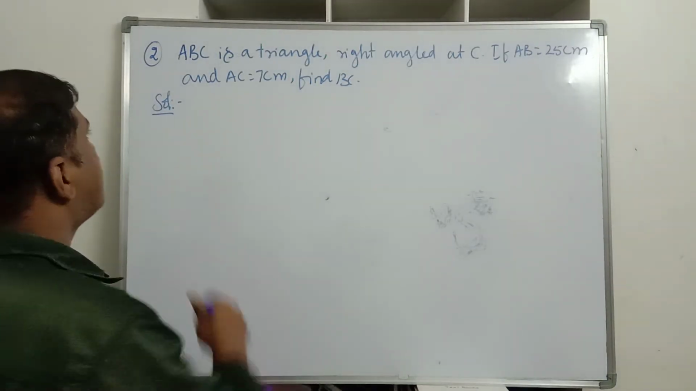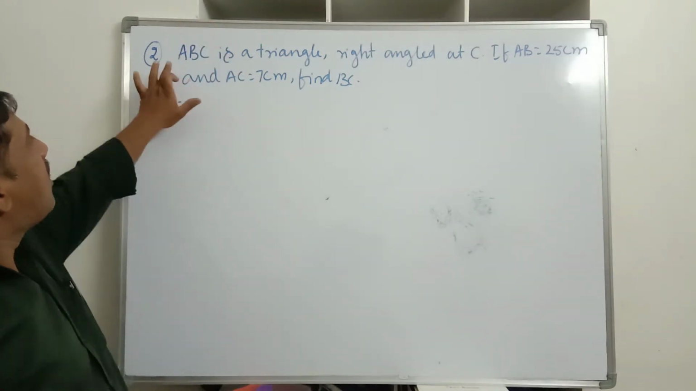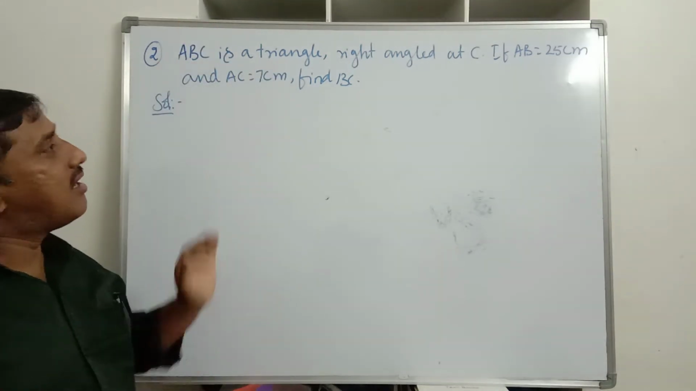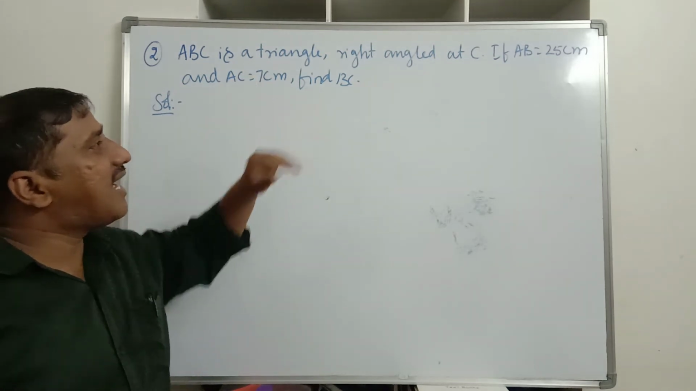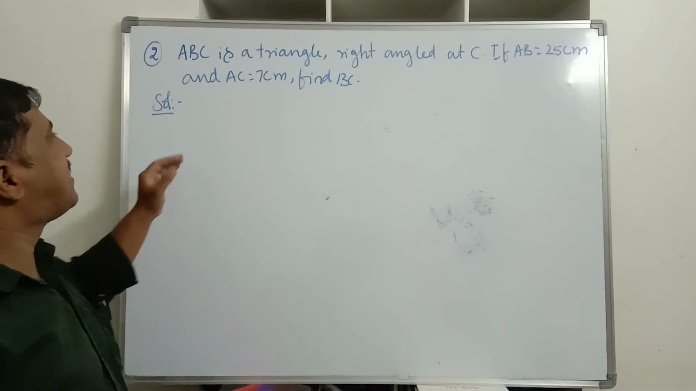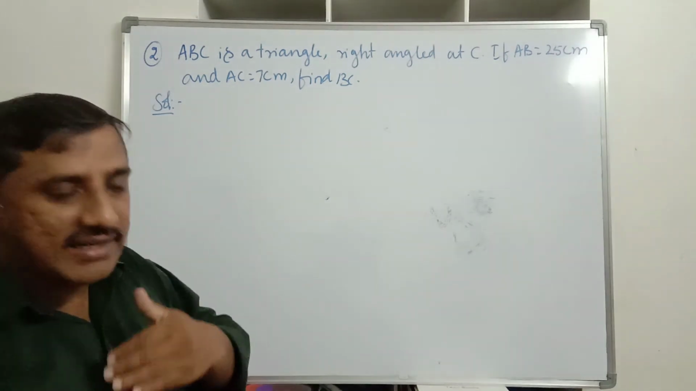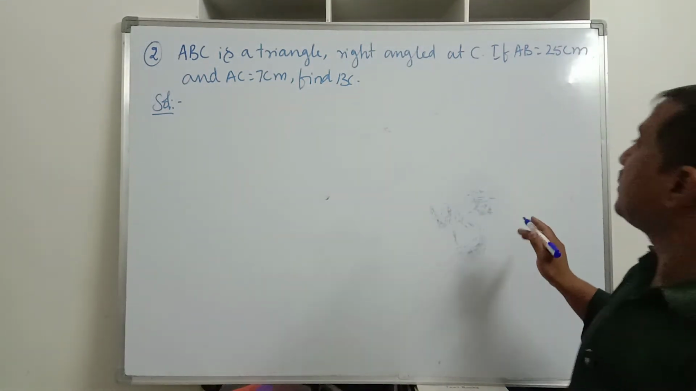Now we will discuss the second sum from exercise number 6.5. ABC is a triangle right angled at C. If AB is equal to 25 centimeters and AC is equal to 7 centimeters, find BC. Two sides are given.